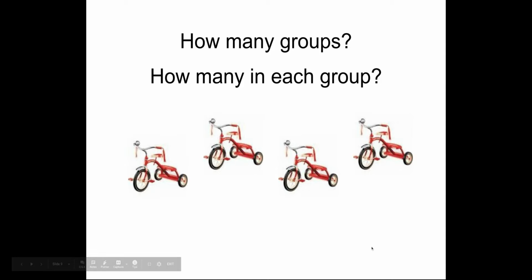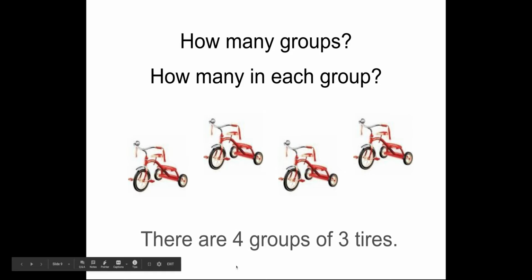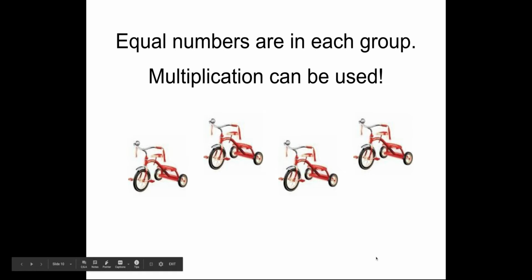Okay, how did you do? Well, let's count the groups together. 1, 2, 3, 4. And how many are in each group? 1, 2, 3. Each one of these tricycles has 3 tires. So there are 4 groups of 3 tires each. We can write multiplication because there's the same number of tires on each trike, or the same number of objects in each group. So we have 4 groups. 4 times 3 in each group is 12 tires.